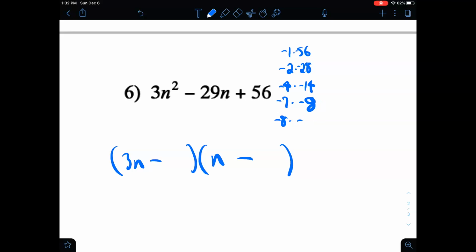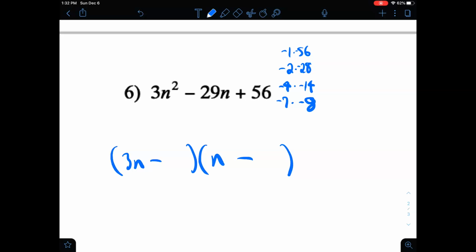It's just flipped around. Okay, so basically you're going to be dividing by numbers that work until these numbers start to reverse, and that's where you can stop. So these are all the factors of 56 right here. Okay, so what should we use that's going to give us negative 29n? Well, we need the 3n and n. We're not going to pick these really big numbers, I don't think, because they're not going to work.